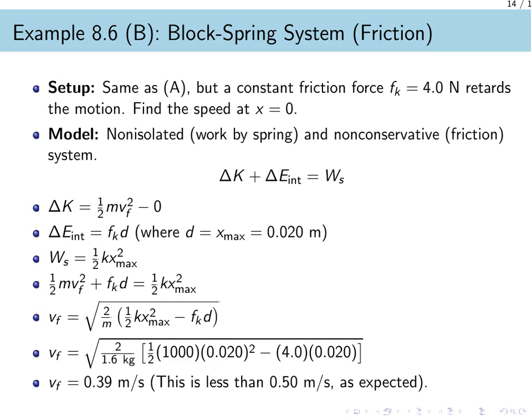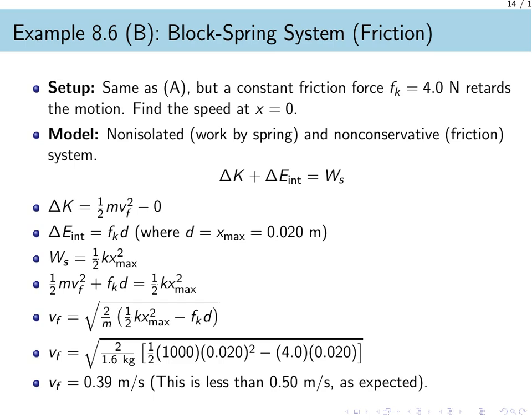Now for part B, we analyze the same situation but with friction. We add a constant friction force, F sub k, of 4.0 newtons that retards the motion. We want to find the new speed at x equals 0. We model this as a non-isolated system due to the work done by the spring, and a non-conservative system due to friction. Our full energy equation is delta K plus delta E sub int equals W sub S.